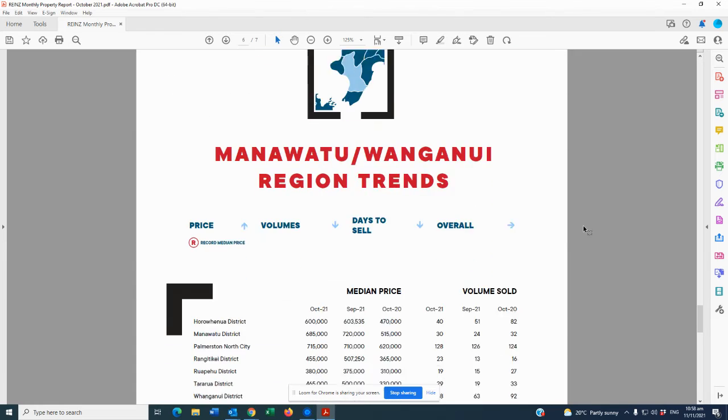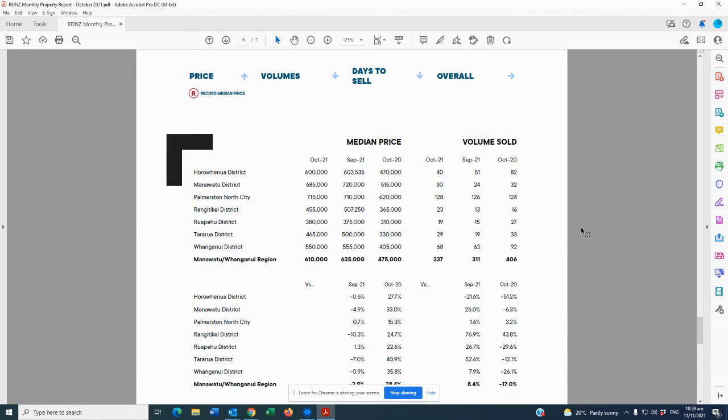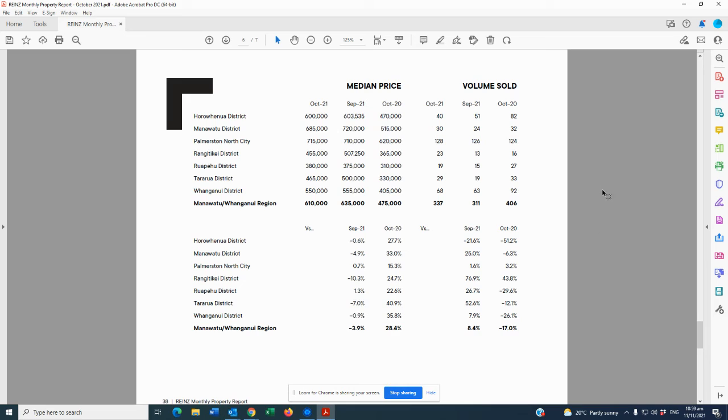So let's break it down more specifically, depending on where you are in our wider region. And again, there's no record median prices here within the region, but they are still fairly high. You can see the Palmerston North at 715, and that's up almost 100,000 in 1 year. That's close to $2,000 a month, in case you're wondering how that equates. So forth. So then we've got some quite big changes there.